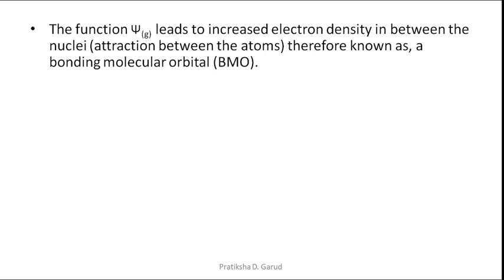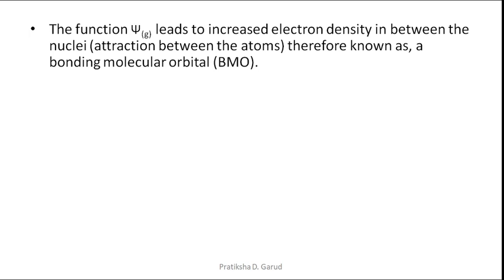The function psi g leads to increased electron density in between the nuclei, which occurs due to the attraction between the atoms, as there is an addition. Why is it addition? Because they have the same sign. So it is called the attraction between the atoms. Therefore, it is known as the bonding molecular orbital.